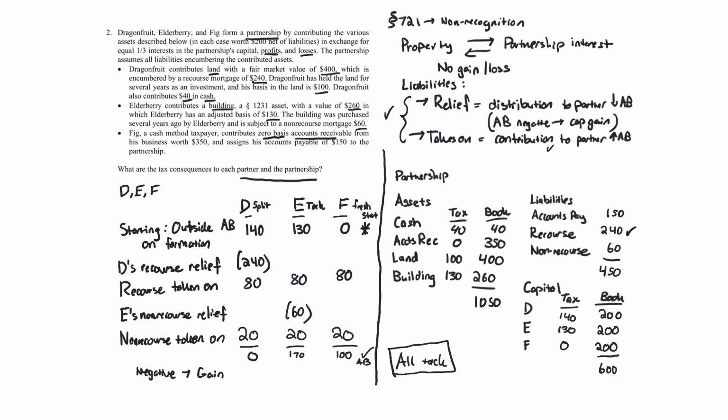Now, before we finish this problem, I want to change up one fact to show you the effect of what happens if you have a negative basis by one of the partners. We are not going to consider the effect to the partnership, but you can do that now that you know how to apply the partnership rules. We're only going to look at the partners. So we're going to look at the table.